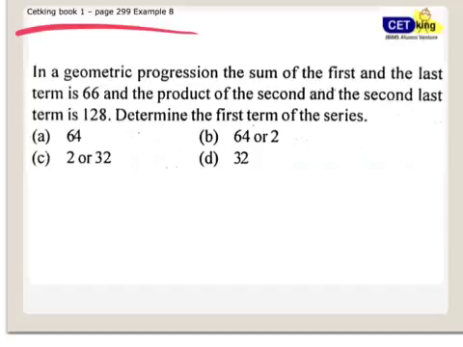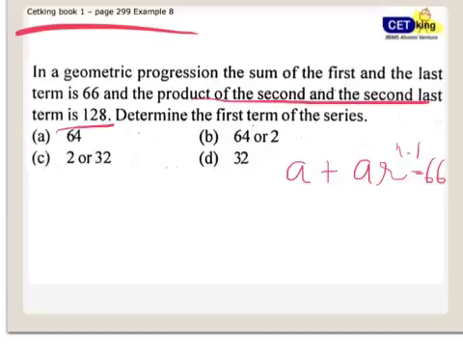Find the sum of the first and the last term. Sorry, the sum of the first and the last term of a GP series is 66. Sum of the first and last term, meaning a, and the last term is ar to the power n minus 1, is 66. The product of the second and the second last term. Second means ar, and second last is ar to the power n minus 2.